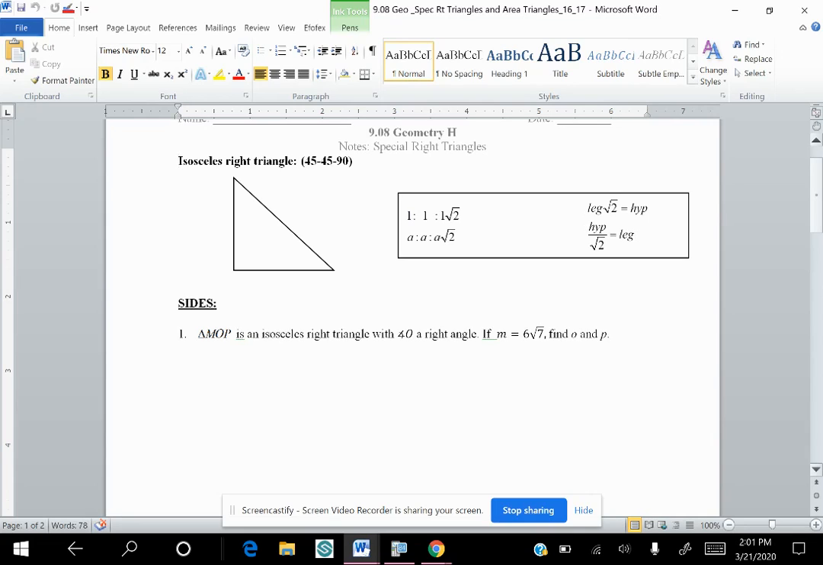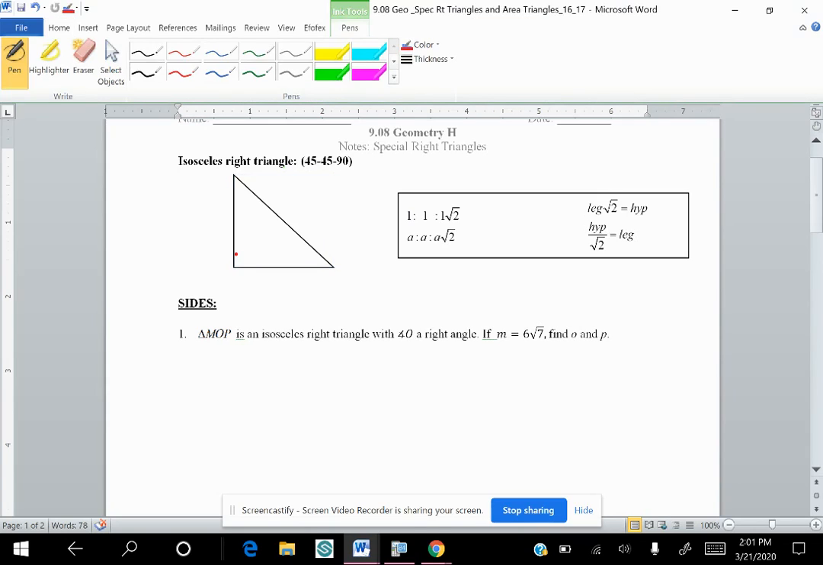All right. So we've got an isosceles right triangle. An isosceles right triangle means it has a right angle in it, and it's isosceles, so it has two congruent sides. You guys have to memorize this ratio. Whenever you have an isosceles right triangle, the angles are going to be 45, 45, 90, because we've used up 90 degrees, so we have 90 left. It's isosceles, so those two angles have to be the same. So each 45.